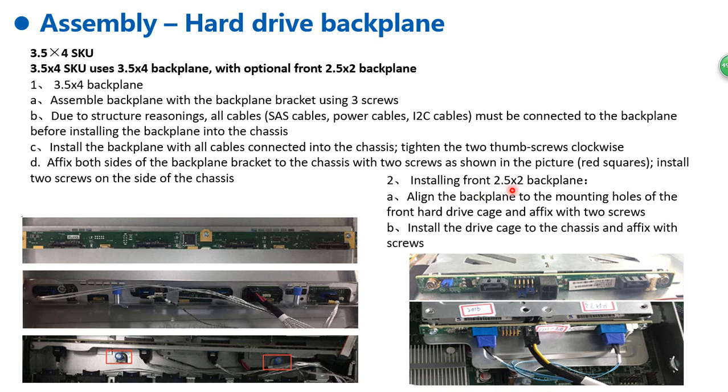Installing the 2.5 inches hard drive backplane. Align the backplane to the mounting holes of the front hard drive case and fix with two screws. Install the drive kit to the chassis and fix with screws. They have a drive kit. We need to install the backplane on the drive kit and then install the drive kit to the chassis.